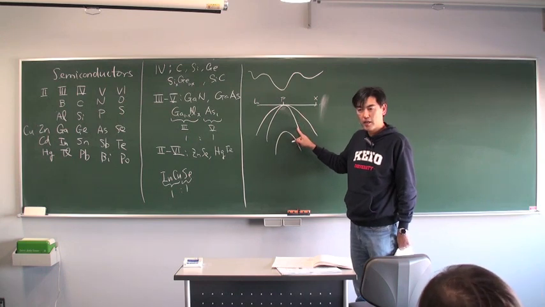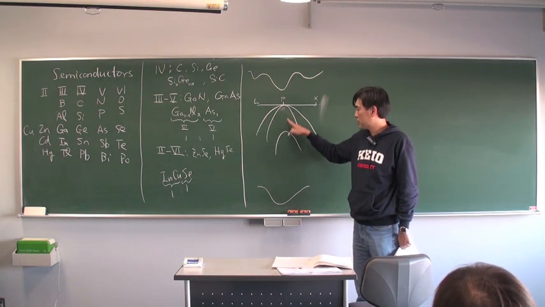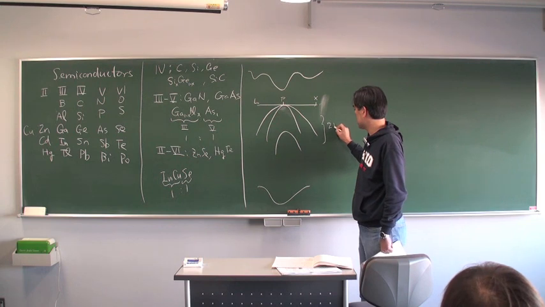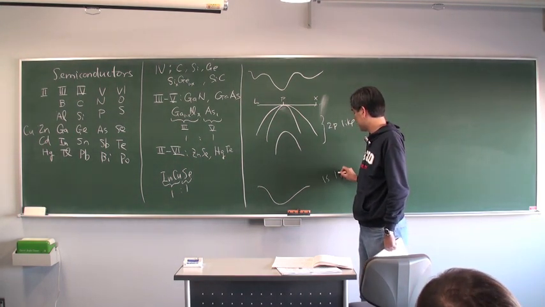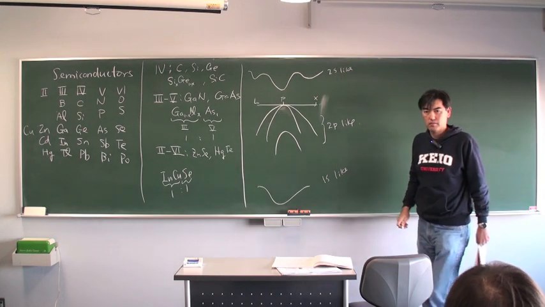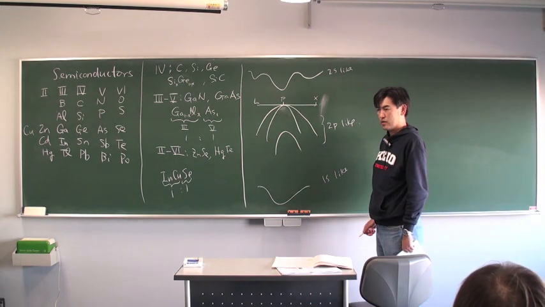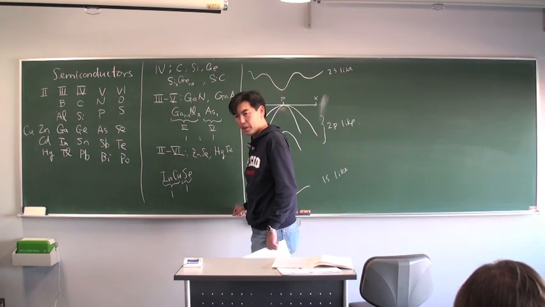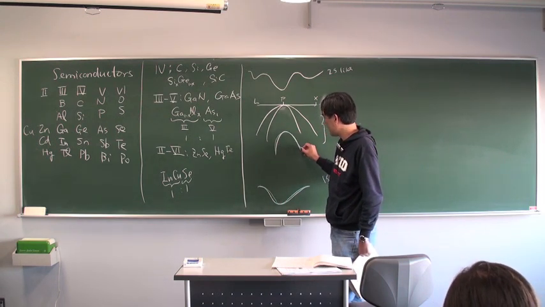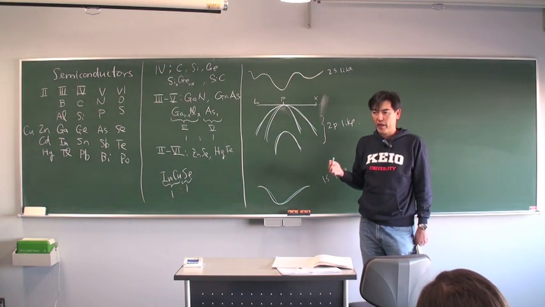Somewhere here, we have 1s-like states. This is the 1s-like state. This is three of the 2p-like states. This is 2p-like states. This is 1s-like, and this is the 2s-like state. And you know that for semiconductors, we have electrons filling this band completely, and this band completely, and this band completely, and this band completely. Then I run out of valence electrons.